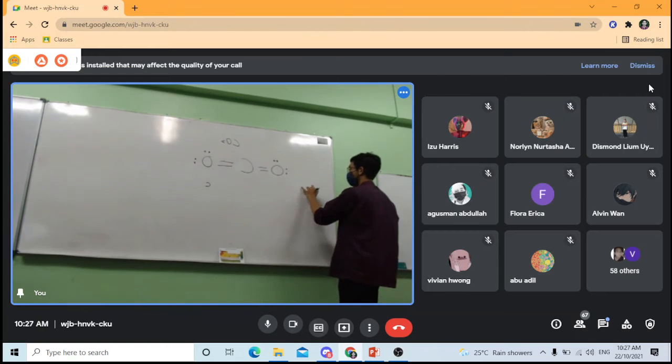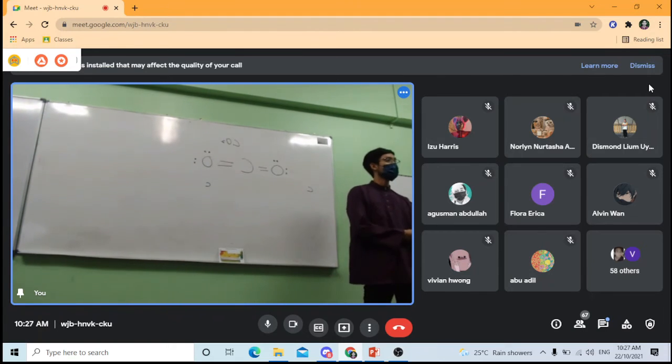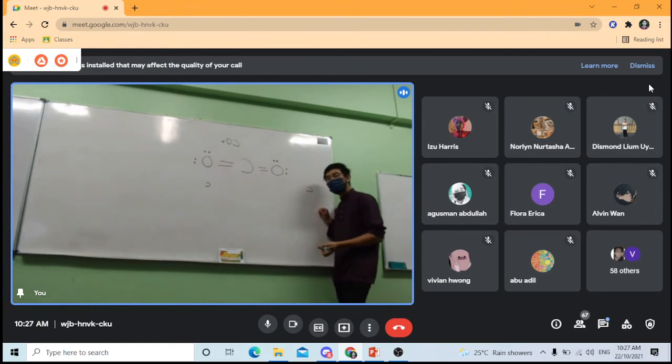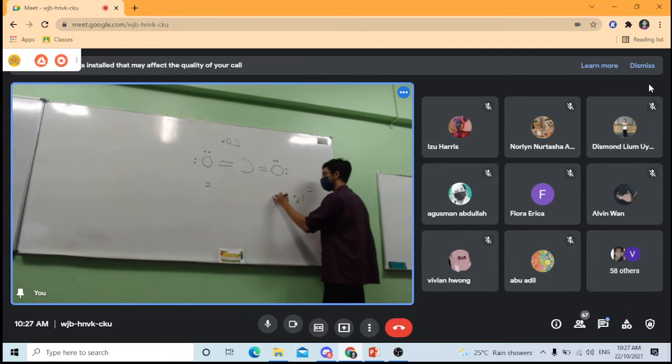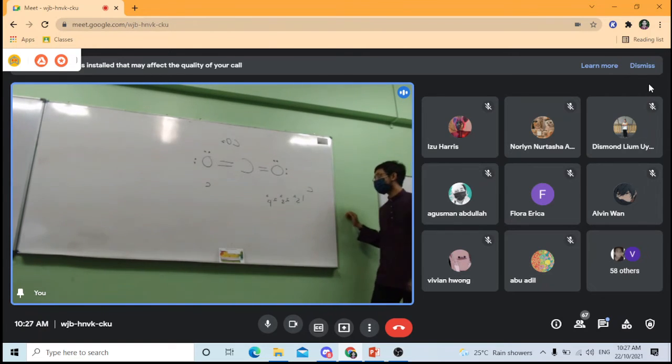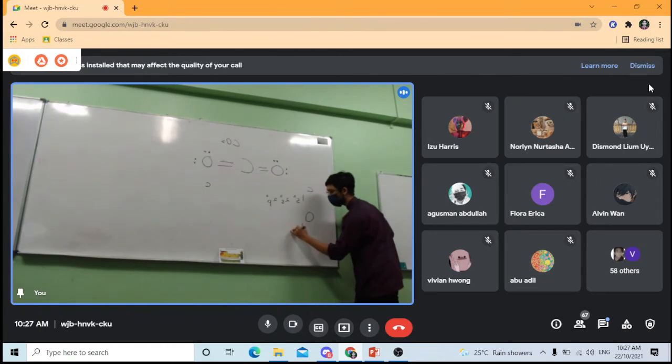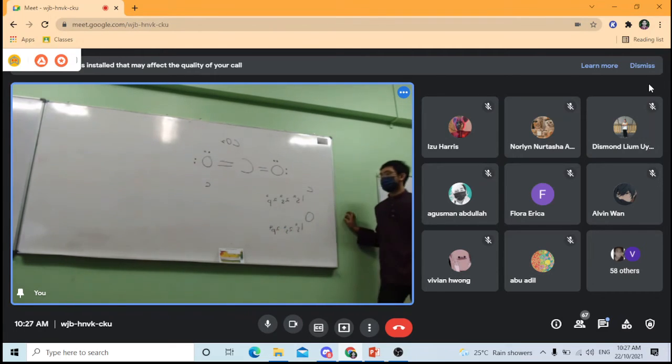Okay. Carbon ada berapa punya electrons? 6. Okay, so dia punya electronic configuration is 1s2, 2s2, 2p2. Oxygen should ada 8. So electronic configuration is 1s2, 2s2, 2p4. Right?